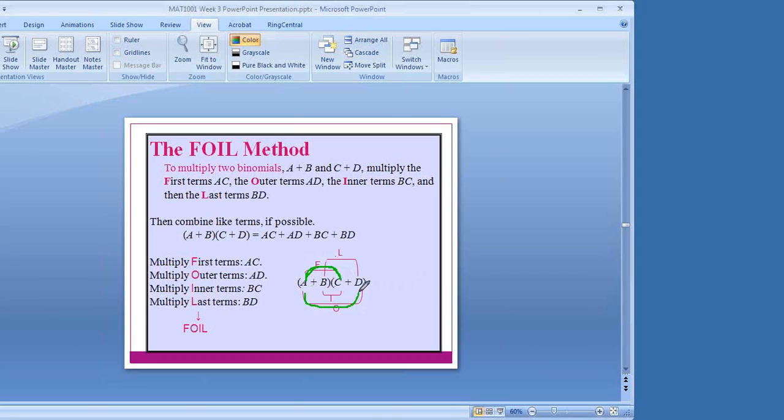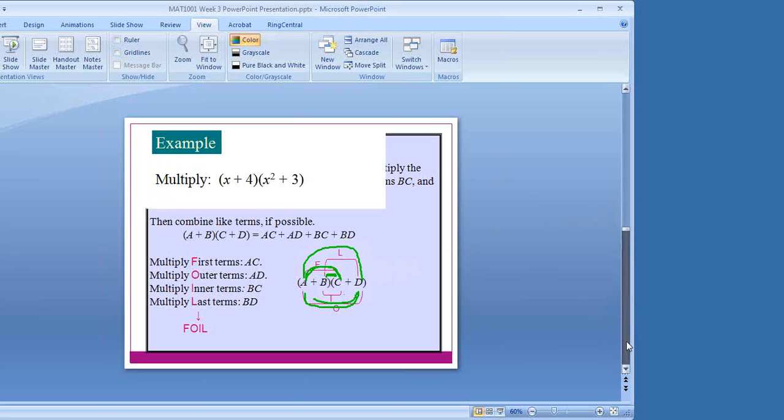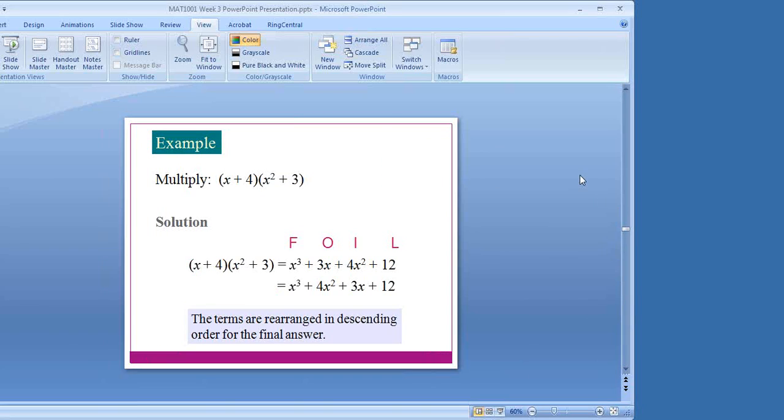Here are the outermost terms. Here are the innermost terms. And here are the last. Once you've done all that, you'll combine like terms and you're all set. So let me walk through this with you pretty slowly, and then I'm sure you'll catch on right away because it's so fun. I actually like it a lot. So I'm going to multiply first times first. That gives me x to the third.